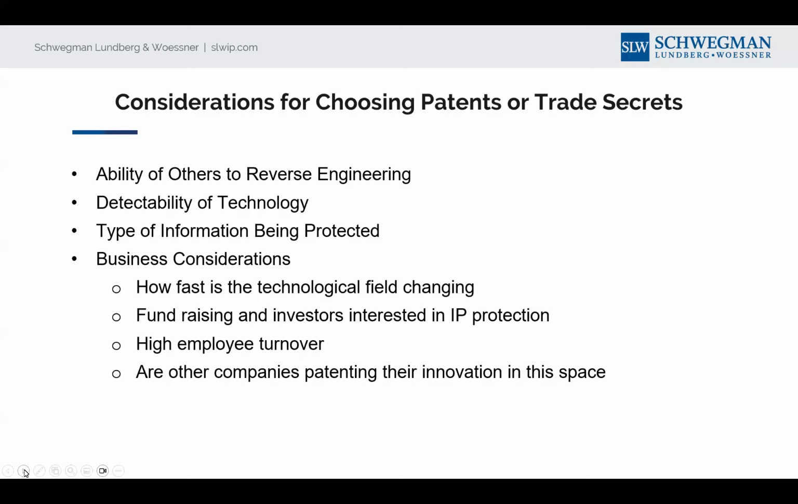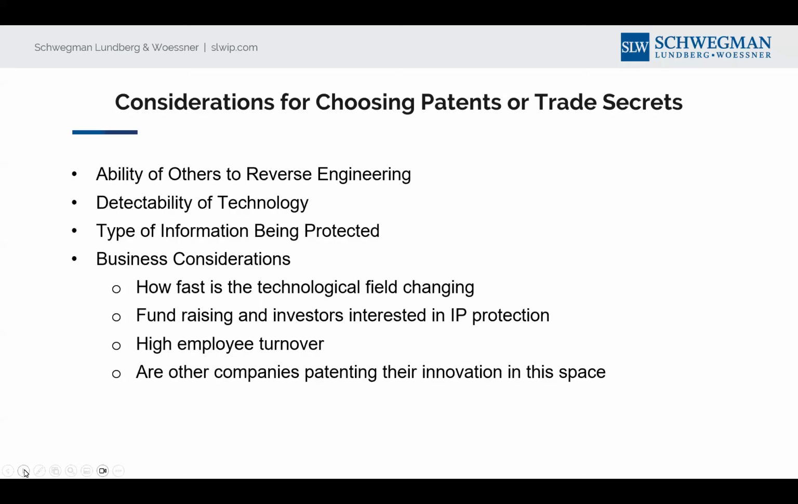The detectability of the technology. Sometimes technology is really deeply hidden within a company, it's only used internally, it's not going to find its way out of the company, and there's no desire to share it outside the company. So that's something that might lend itself more towards trade secrets.